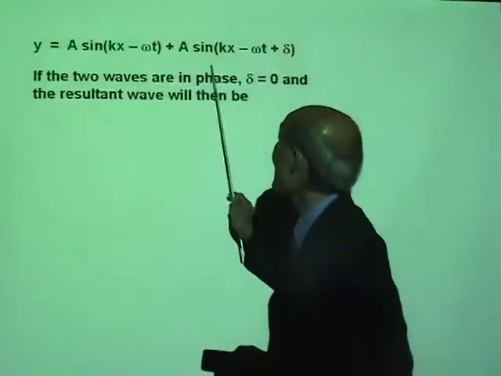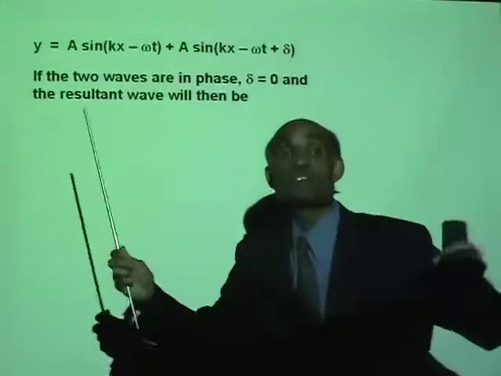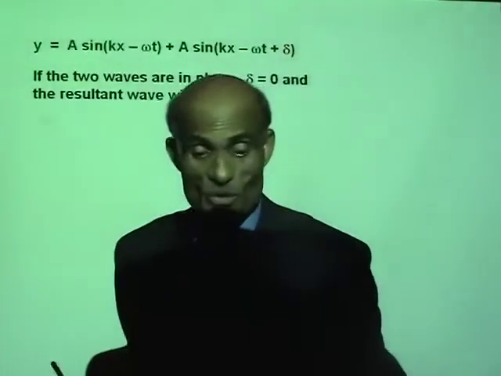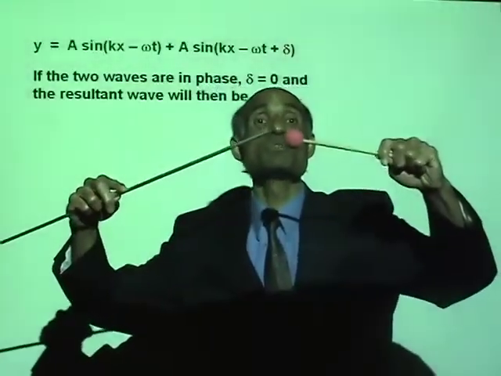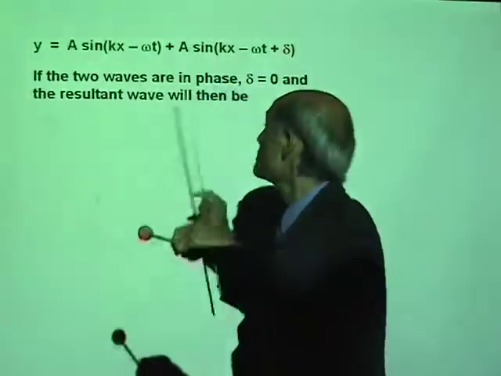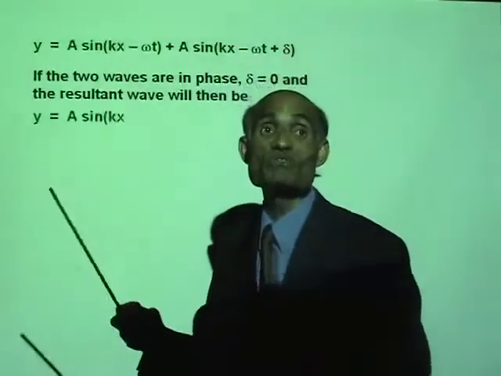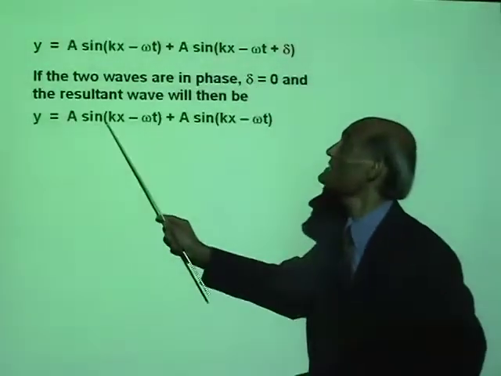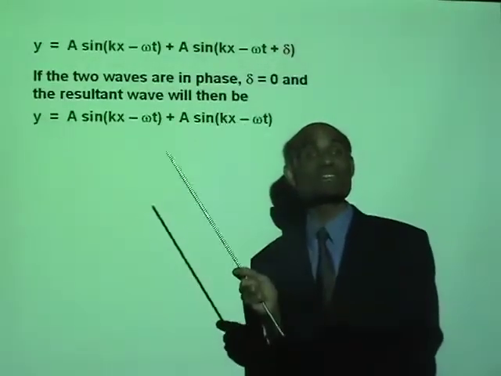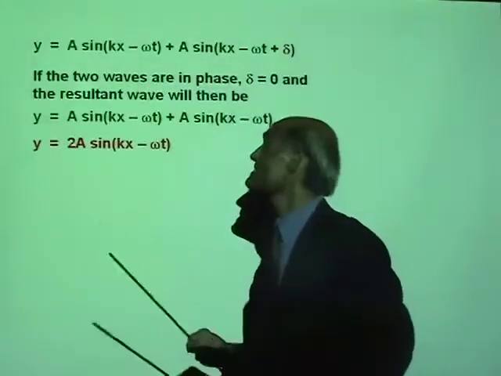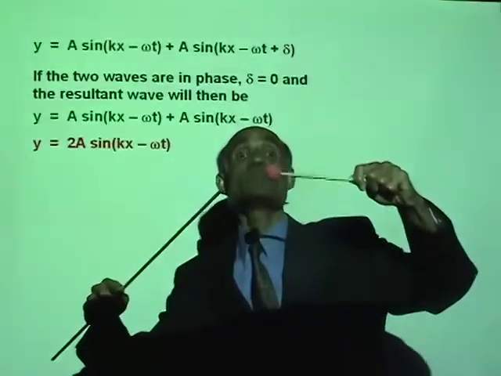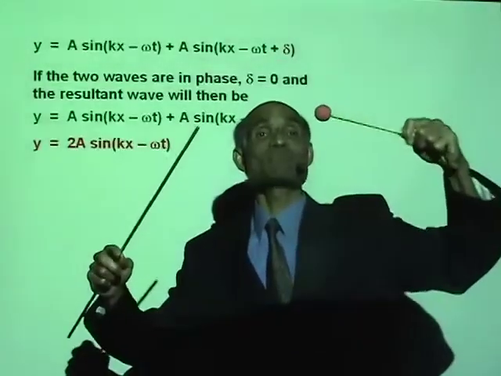If the two waves are in phase, that means there is no phase difference, then delta will be 0. That means disturbance 1 and disturbance 2 will arrive at this particle in phase. So delta will be 0. What will therefore be the total displacement? It will be a sin(kx minus omega t) plus a sin(kx minus omega t), which is 2a sin(kx minus omega t). The displacement of this particle will be twice its normal displacement.